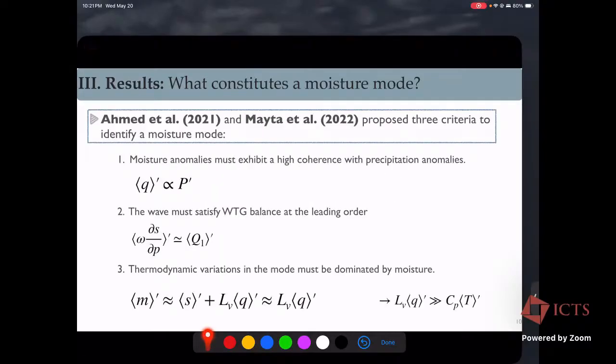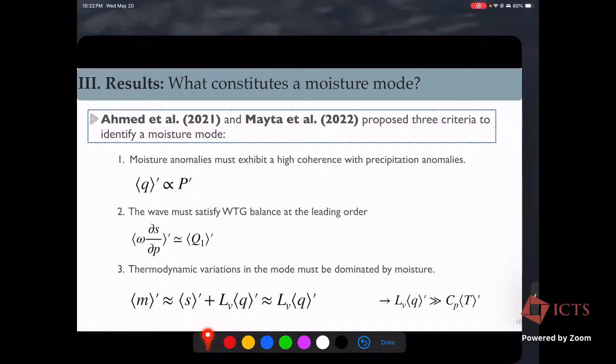Okay, what exactly constitutes moisture modes, or how can I identify moisture modes? Previous studies, for instance, Adames 2021 and Mayta 2022, proposed some criteria to identify moisture modes. They basically proposed three criteria. The first criterion says that for a wave to be classified as a moisture mode, moisture anomalies must exhibit high coherence with precipitation anomalies. So this relation should be true to say your disturbances satisfy the condition to be considered a moisture mode.